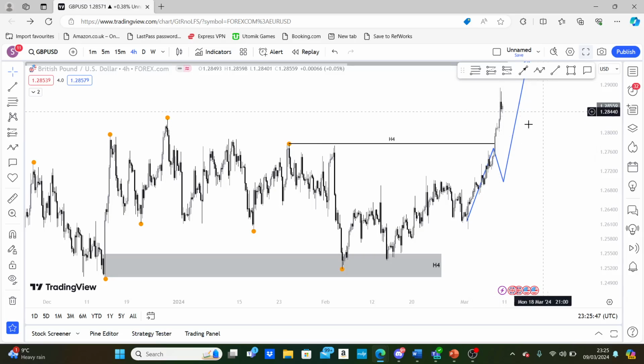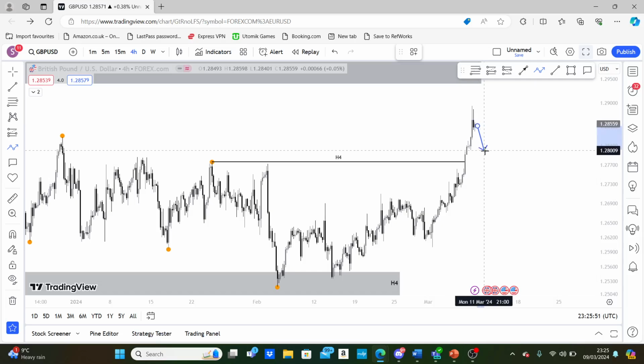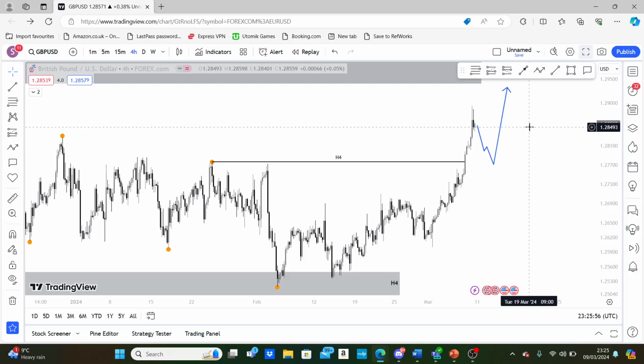We've broken structure to the upside. So what we could see at the start of this week is we could see price give us somewhat of a healthy retracement down, but ultimately we're going to continue on in with these higher prices, okay?